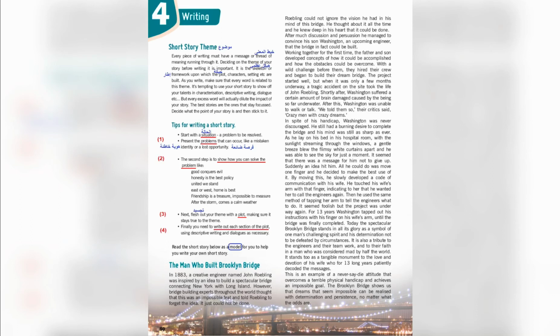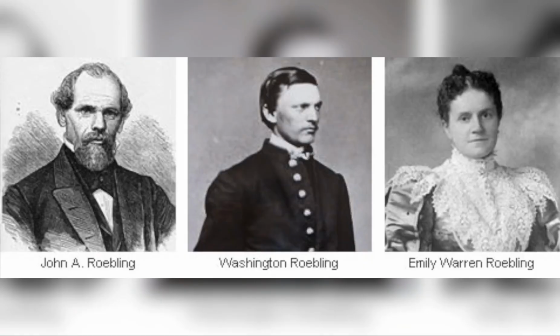The man who built Brooklyn Bridge. In 1883, a creative engineer named John Roblin was inspired by an idea to build a spectacular bridge connecting New York with Long Island. However, bridge building experts throughout the world thought that this was an impossible feat and told Roblin to forget the idea. It just could not be done. Roblin could not ignore the vision he had in his mind of this bridge. He thought about it all the time, and he knew deep in his heart that it could be done.